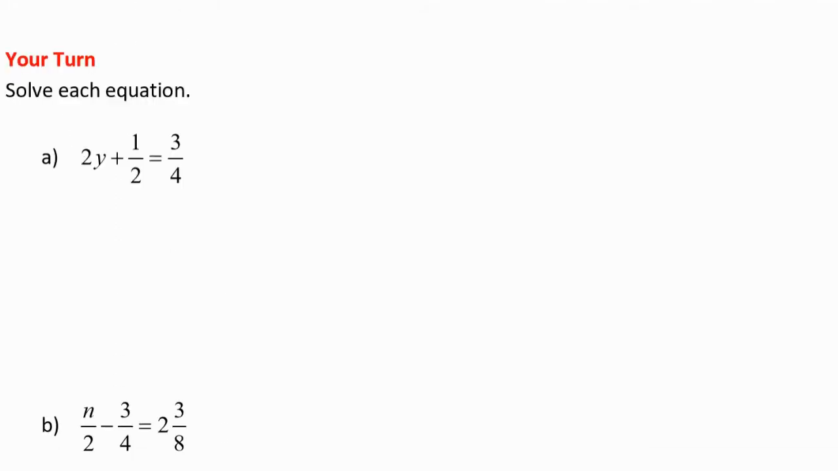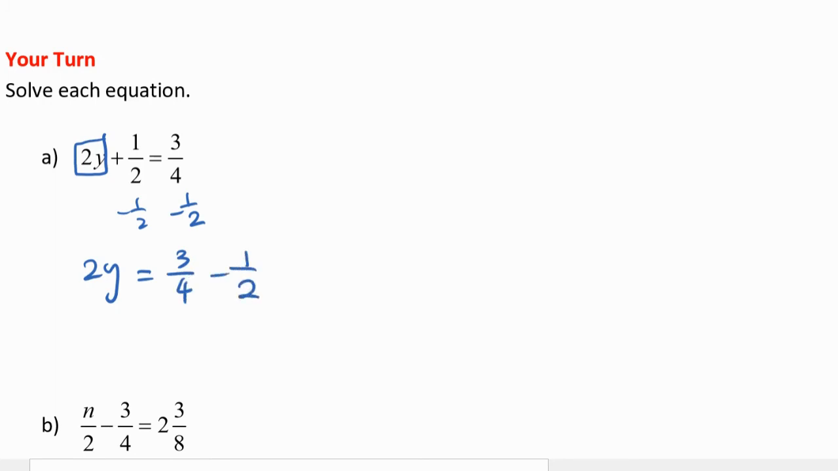Okay, letter A. What we're going to do first is isolate the term with y, and then we're going to isolate y. Okay, let's isolate 2y. We're going to subtract 1 over 2 from both sides. Then 2y will be 3 over 4 minus 1 over 2. Okay, then common denominator, multiplying by 2. Then I have 2y equals 3 over 4 minus 2 over 4.